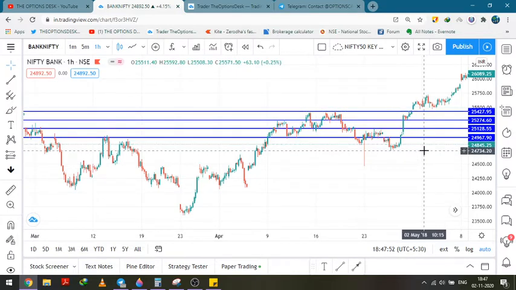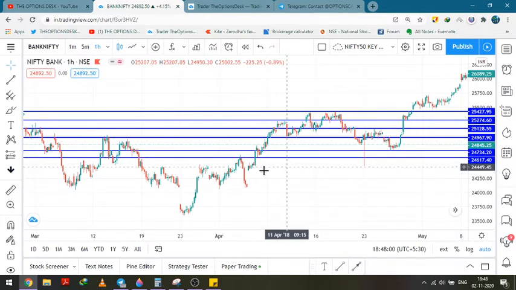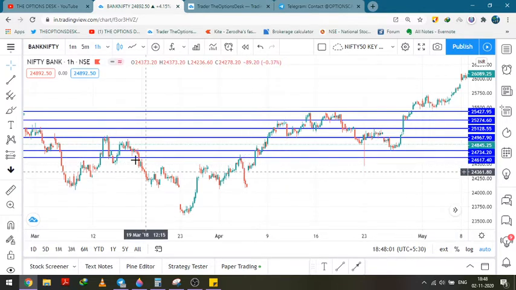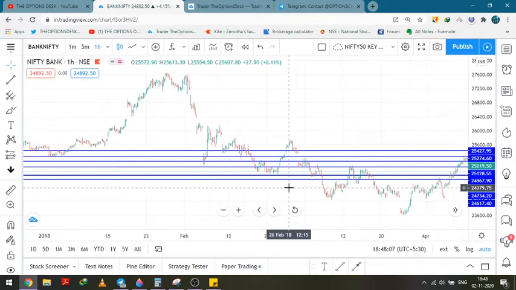For the lower end, until this level breaks, do not go short in the Bank Nifty, do not buy a put option. Once this level breaks, you can go for a put option buy till this level. Why? Because see the resistance here, see the resistance here, see the breakdown, and again a retest and the market went back. There must be the same resistance.